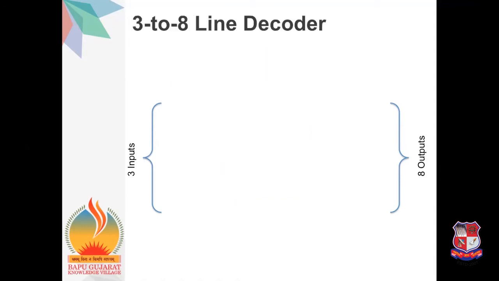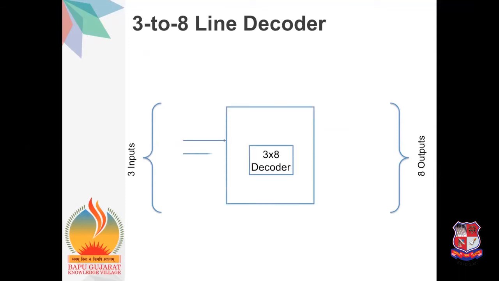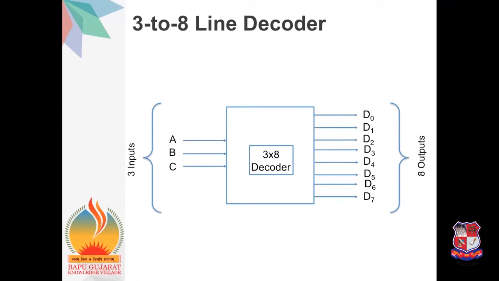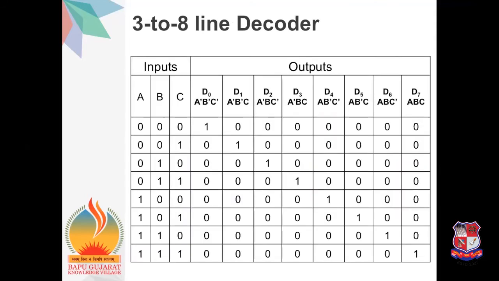Let's see the 3 to 8 line decoder. It has 3 inputs and 8 outputs. The general block diagram for the 3 to 8 decoder is shown on the screen. A, B, C are the 3 inputs, and D0, D1, D2, D3, D4, D5, D6 and D7 are the 8 outputs. So let's see the function table for this 3 to 8 line decoder. Here the 3 inputs are A, B, C and the 8 outputs are D0 to D7.